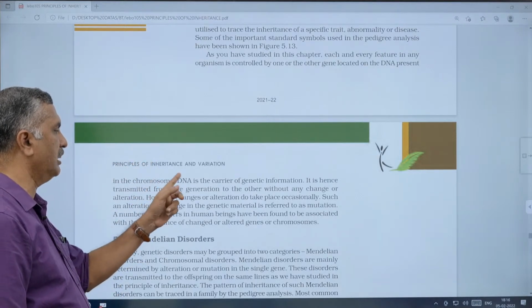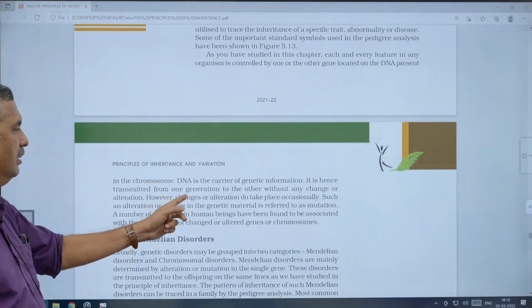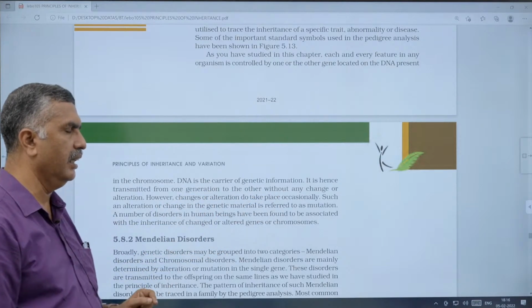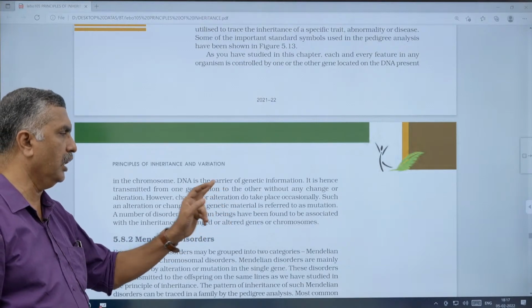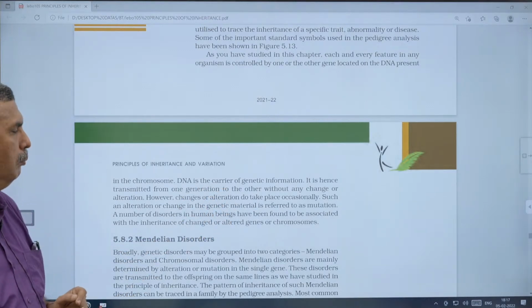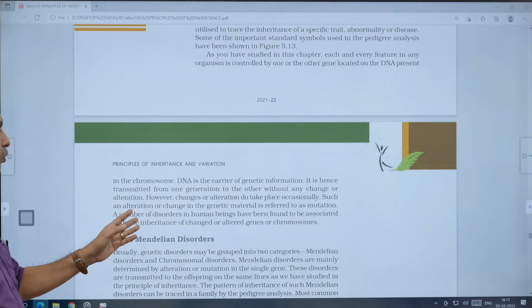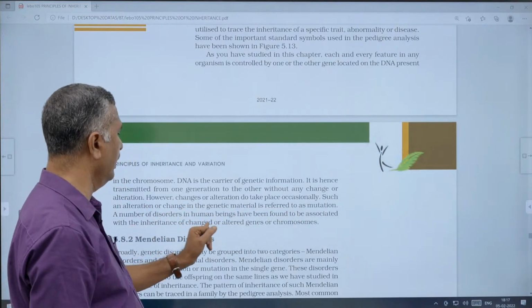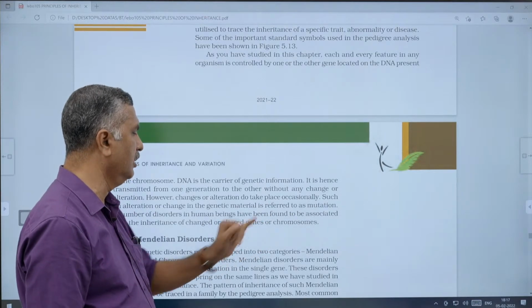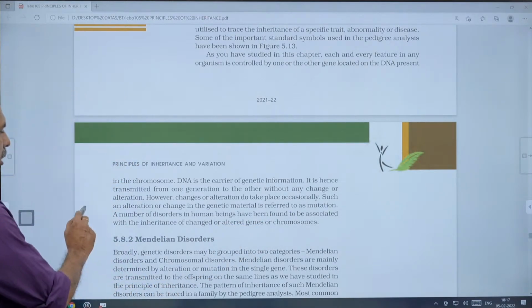However, some changes take place in DNA occasionally. Such an alteration or change is called mutation. A number of disorders in human beings have been found to be associated with the inheritance of changed or altered genes or chromosomes. That is what we are going to see next.